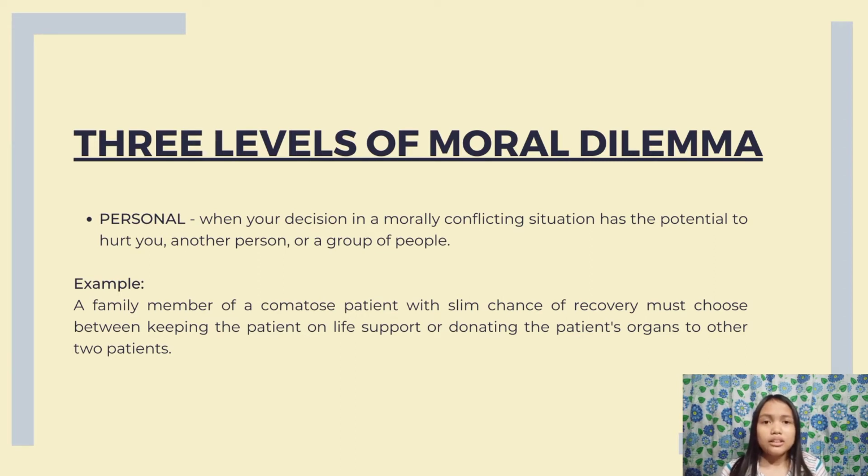For example, someone is in a coma and will die once taken off life support. He has a slim chance of recovery, but he is also an organ donor, and there are two patients that will die if they don't get a transplant soon. You, as the closest member of the comatose patient, are aware of both of those things, and the doctor asks you if you want to keep the patient on life support, letting the other two die, or let your relative die and give the other two a chance to live. In other words, a family member of a comatose patient with slim chance of recovery must choose between keeping the patient on life support or donating the patient's organs to the other two patients.